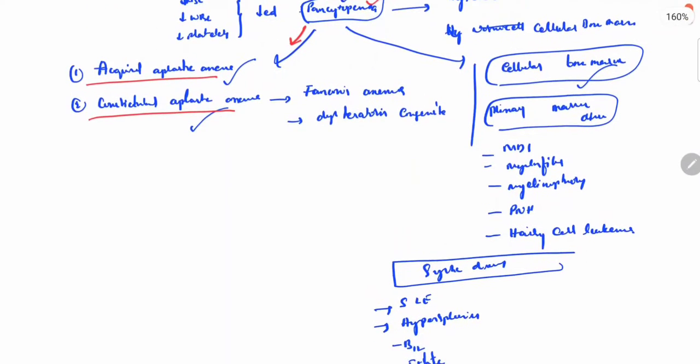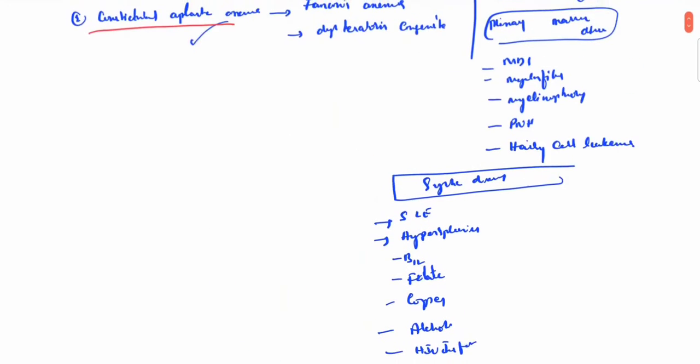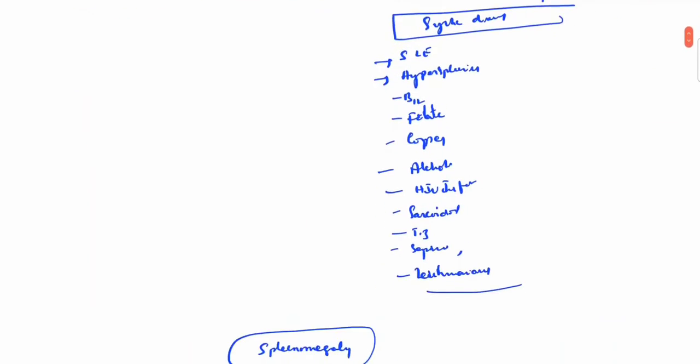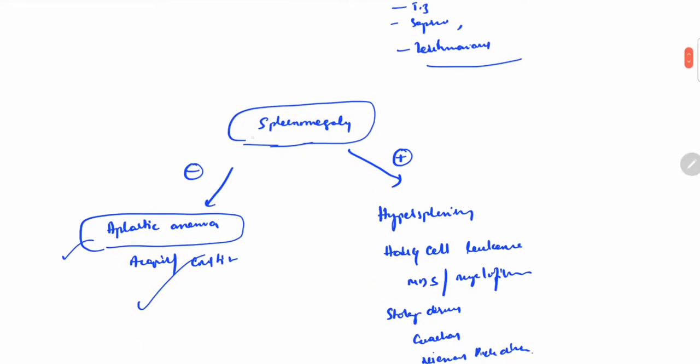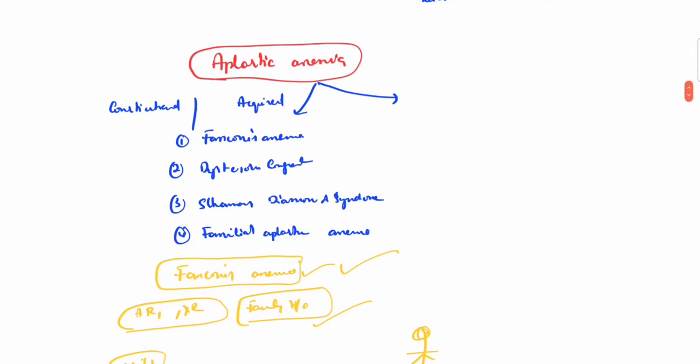So coming to aplastic anemia, the other feature we look for is splenomegaly. When splenomegaly is present, we can definitely rule out aplastic anemia. If splenomegaly is absent, it may be aplastic anemia. Splenomegaly is never seen in aplastic anemia. Next, aplastic anemia can be constitutional or acquired.